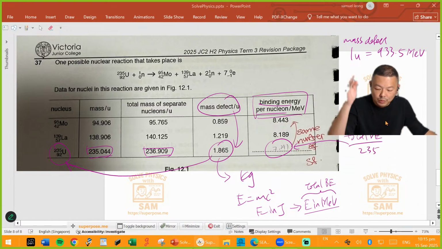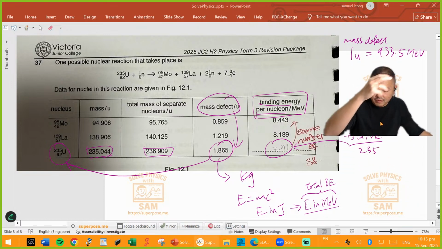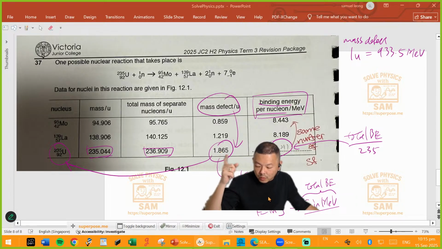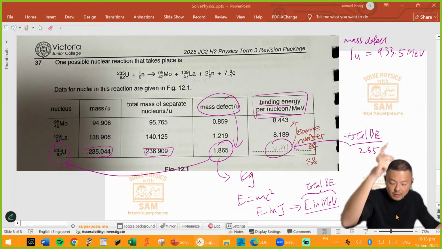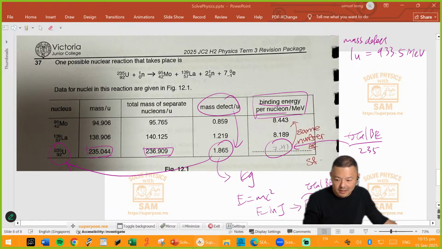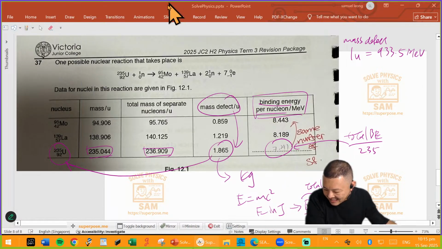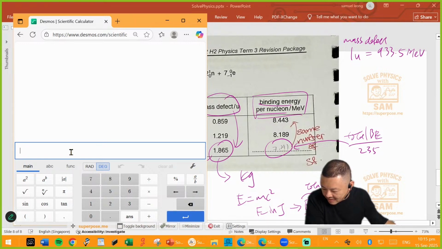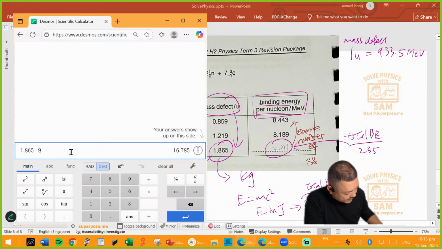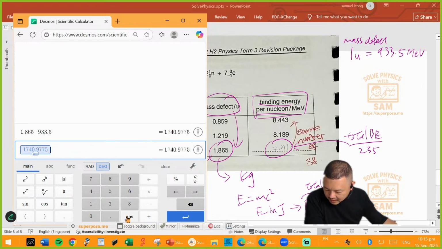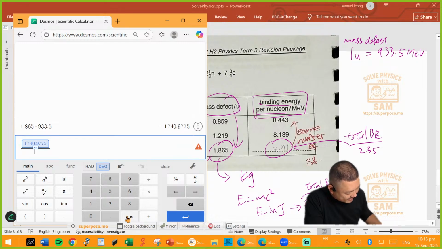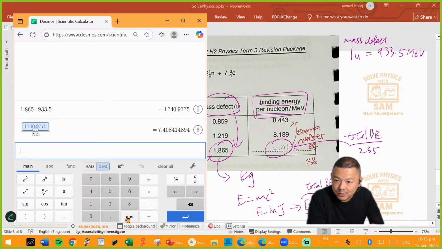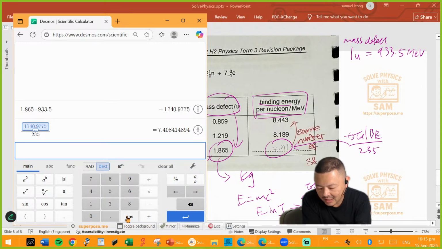So if 1 u of mass defect is 933.5 MeV, it's 1.865 times 933.5, then you divide by 235. You should get this: 7.41. If you don't have the working shown, you can do this. That's the magic number.